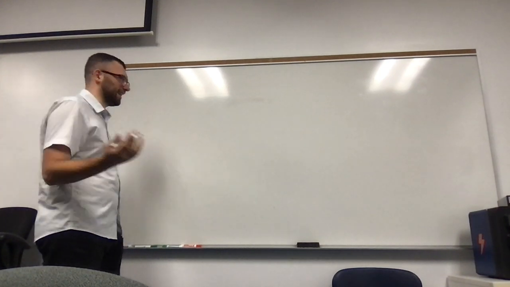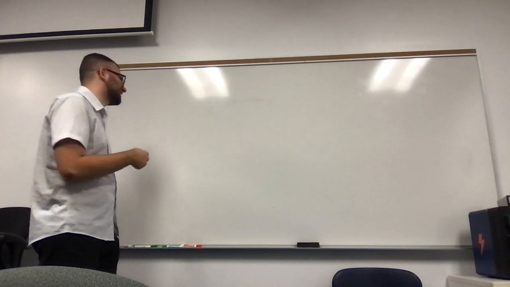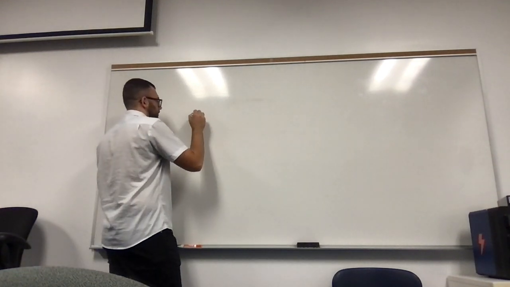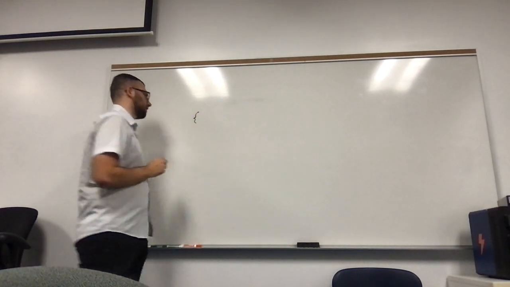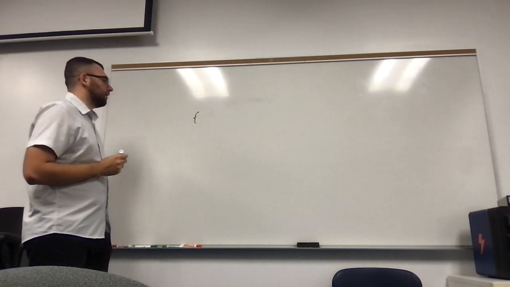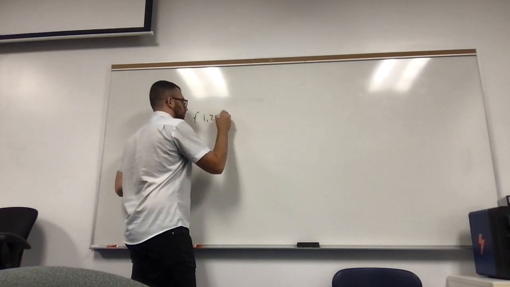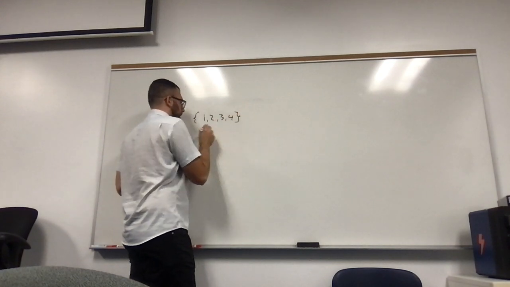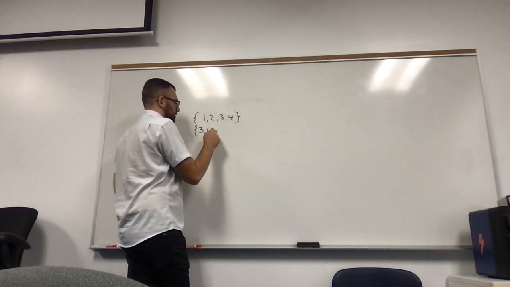A set is just like a collection of objects, of things. There's not really a good definition for it. We usually denote sets using these curly brackets. So like we have, say, the set that contains 1, 2, 3, 4. And let's say we have the set that contains 3, 4, 7.